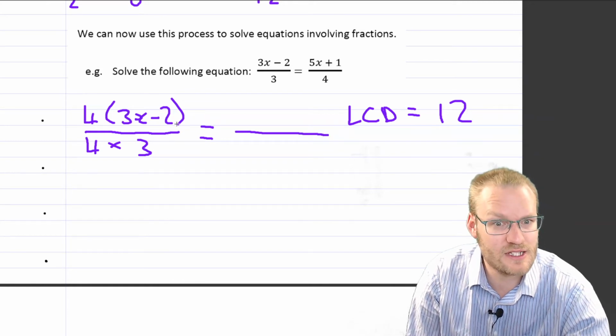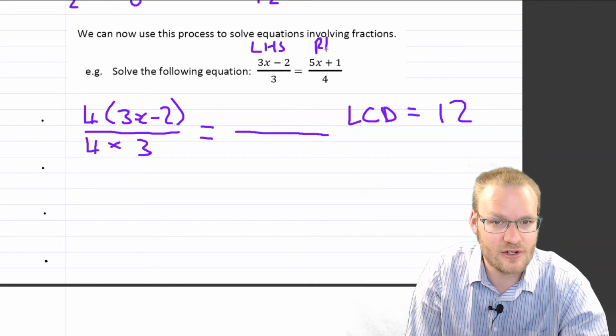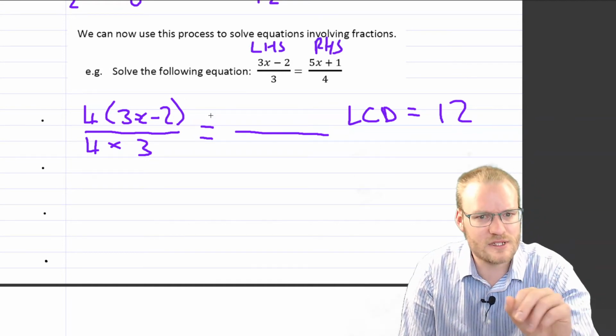I'm still laying out this equation. I haven't gone to a new line. This is the left-hand side. Here's the right-hand side. So we're saying that equals that.